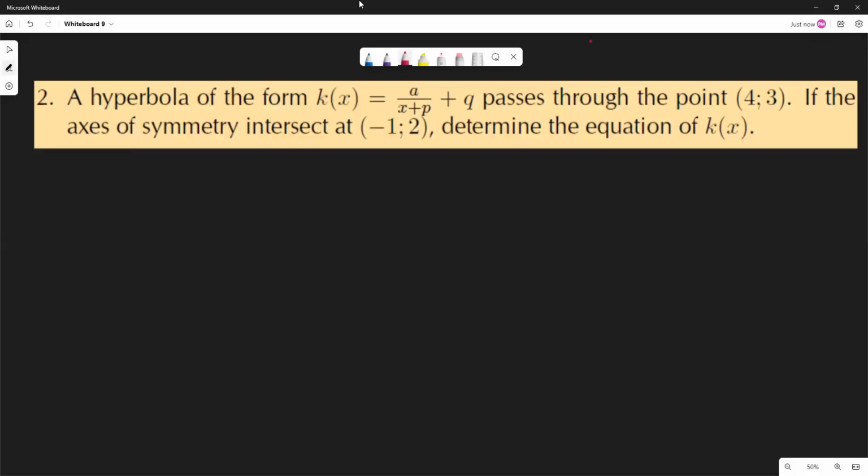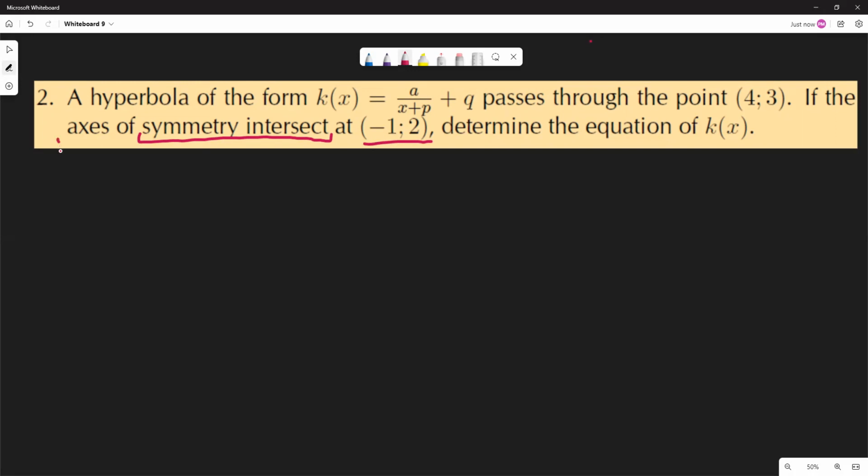So ladies and gentlemen, in this video, we're going to be determining the equation of the hyperbola from the given point. They say a hyperbola of the form k of x equals to blah, blah, blah passes through the point (4, 3). If the axes of symmetry intersect at, okay, so here I'm seeing an important point. Axes of symmetry intersect at this point.